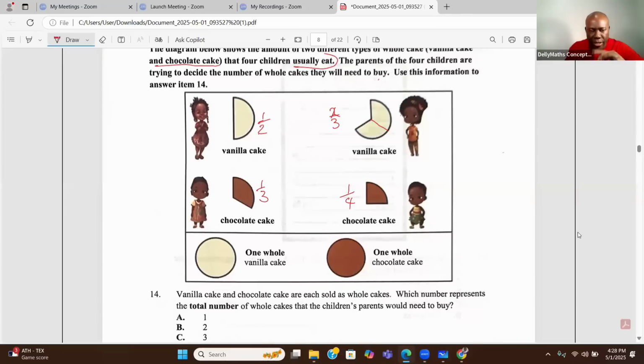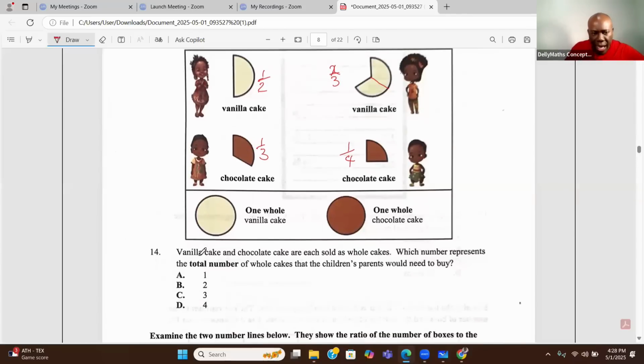So here is the question. The question says, vanilla cake and chocolate cake are each, this is so important, each sold as a whole. In other words, you can't buy half of a vanilla, you can't buy half of a chocolate. You're gonna have to buy the whole cake, even if you're gonna eat a piece of it. That's how they're selling them. So the question is, which number represents the total number of cakes that the children's parents would buy?